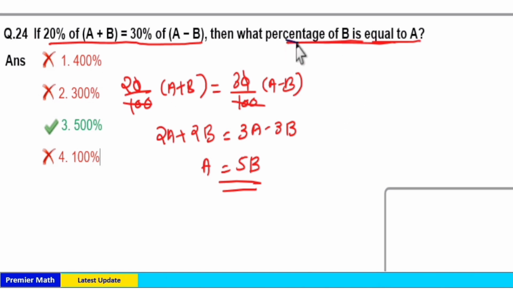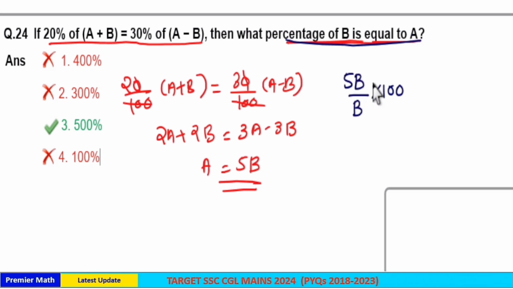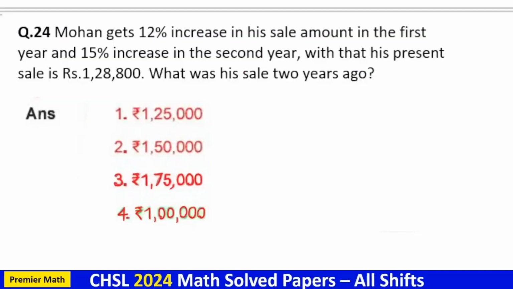Or if you have confusion, here what percentage of B is equal to A? What percentage of B means write B in the denominator. Now write A in terms of B and convert it into percentage. Here A is equal to 5B. So 5B by B into 100 means 500%.